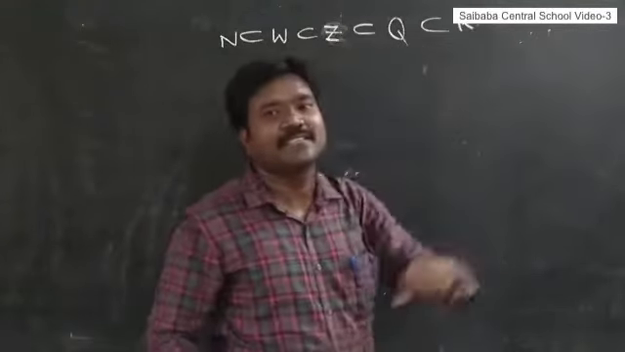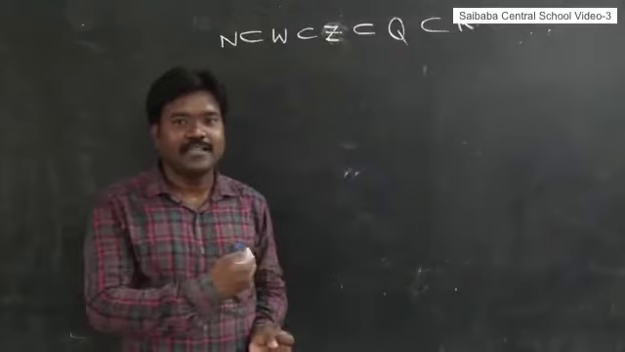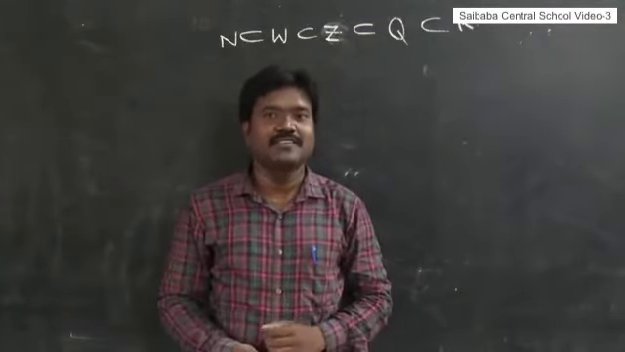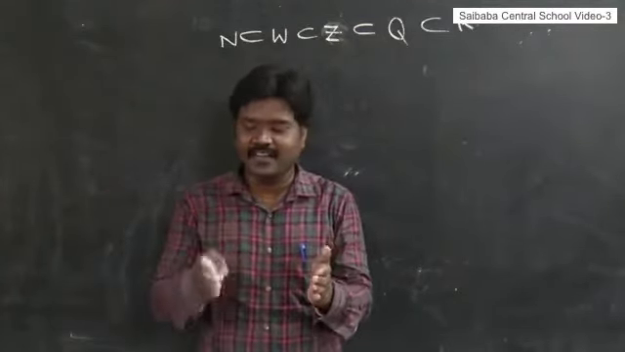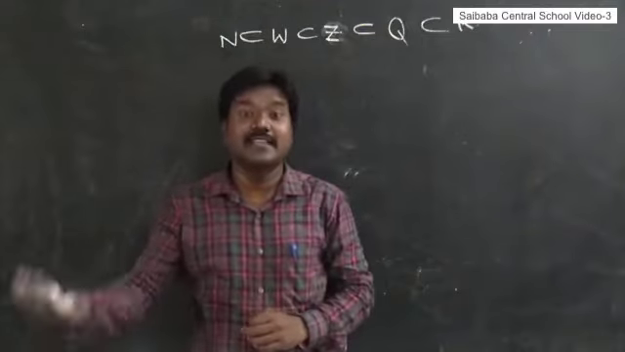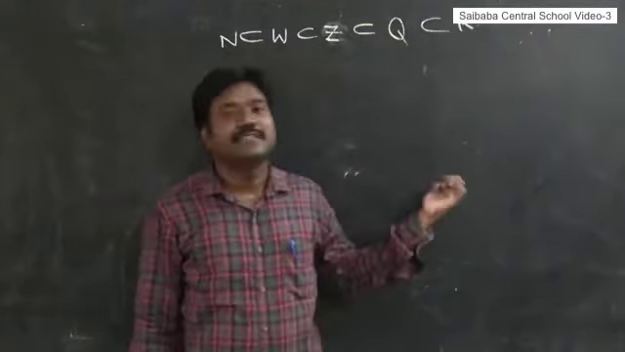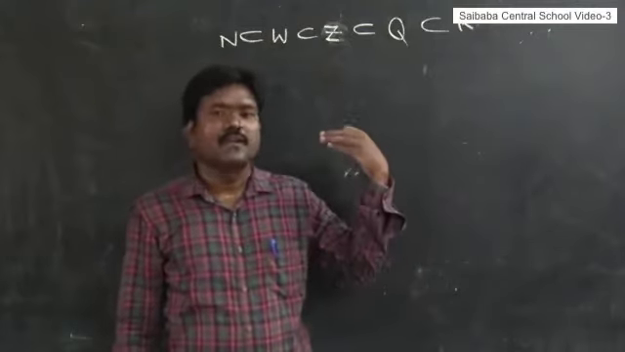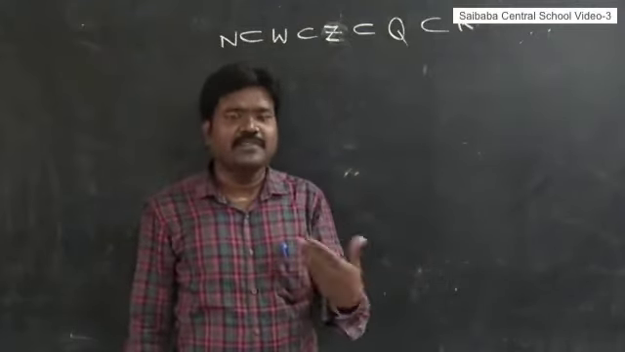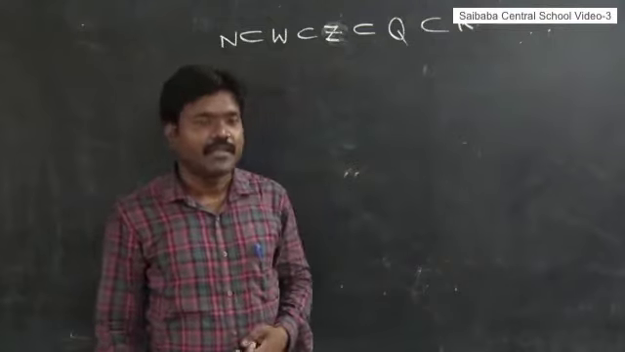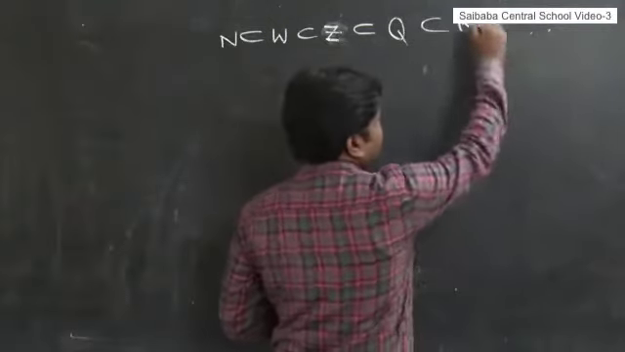Is there any next set? Up to now, we are discussing real numbers. What is a real number? The combination of rational and irrational numbers. Okay. Then is there any next set? Yes, one more set is there. About that set, we are going to learn in future classes, like intermediate.